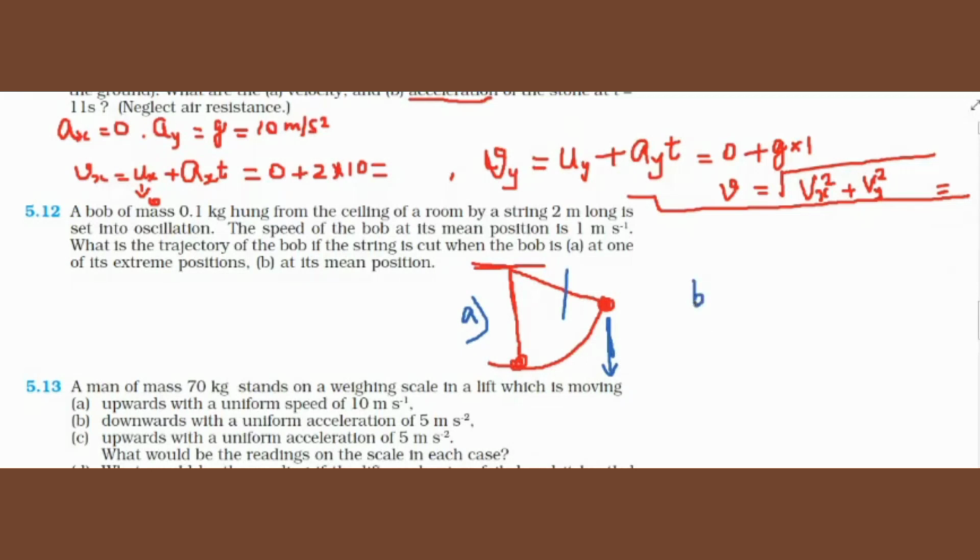Now come to answer B. Again we have the pendulum. From the extreme position, the bob is moving like this, and its velocity will be tangential, and that velocity is maximum at the mean position. At that situation, you cut the thread. The bob has a horizontal velocity. Any object which is falling with a horizontal velocity is a projectile. So because of its horizontal velocity, it follows a parabolic path. That's the second answer.